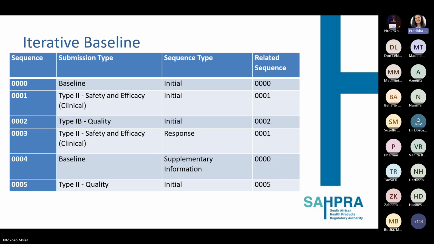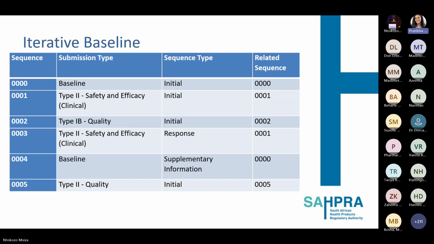So if you look at the example that is shared, sequence tetra 0 under submission type baseline with sequence type initial and related sequence tetra 0. Sequence 0001, the submission type here, for example, is a type 2 safety and efficacy clinical submission. The sequence type is initial. The related sequence would be 0001. Sequence 0002 for submission type 1B quality, the sequence type is initial and the related sequence remains 0002.